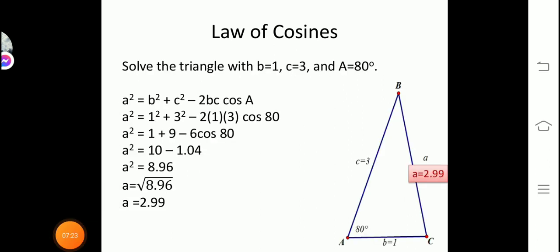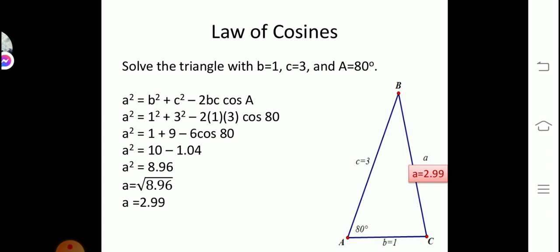So solve the triangle with b equals 1, c equals 3, and A equals 80 degrees. So a squared, here is the solution. a squared equals b squared plus c squared minus 2bc cos A. So a squared equals 1 squared plus 3 squared minus 2 times 1 times 3 cos 80. So a squared equals 1 plus 9 minus 1.04, so a squared equals 10 minus 1.04, so a squared equals 8.96.